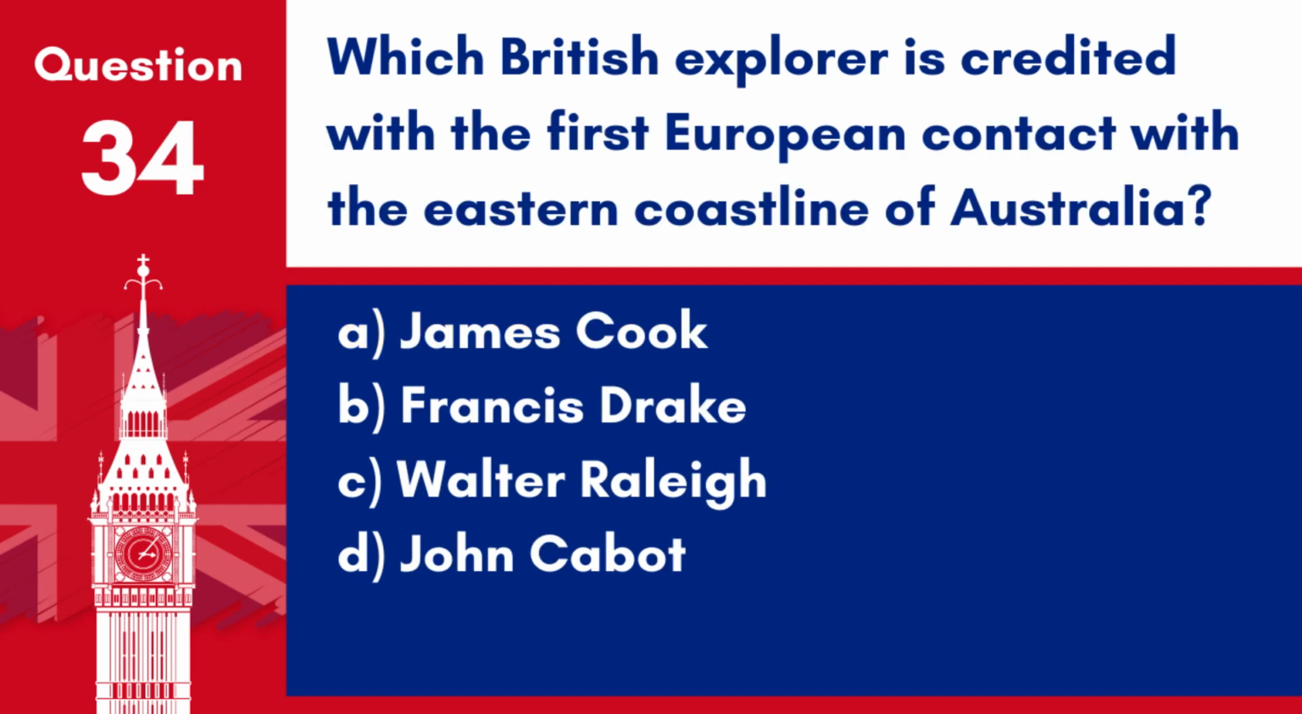Question 34. Which British explorer is credited with the first European contact with the eastern coastline of Australia? A. James Cook. B. Francis Drake. C. Walter Raleigh. D. John Cabot. Answer: A. James Cook. Captain James Cook is credited with the first European contact with the eastern coastline of Australia during his voyage in 1770.